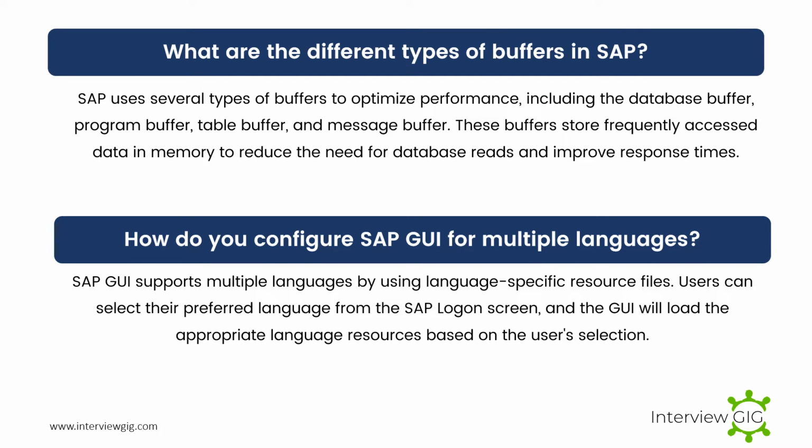What are the different types of buffers in SAP? SAP uses several types of buffers to optimize performance, including the database buffer, program buffer, table buffer, and message buffer. These buffers store frequently accessed data in memory to reduce the need for database reads and improve response times.